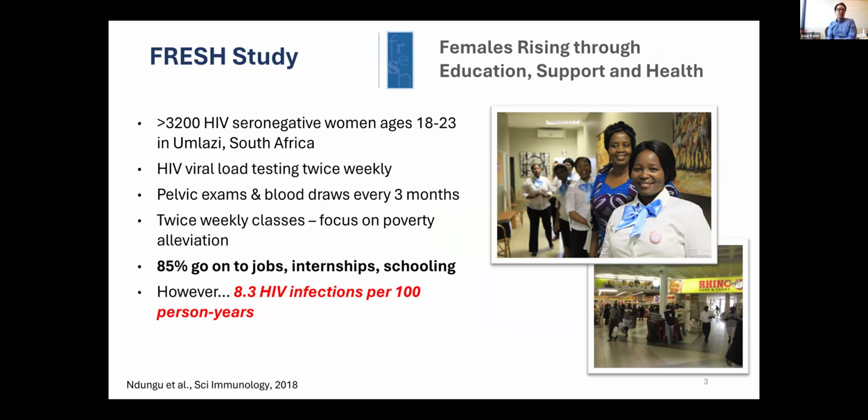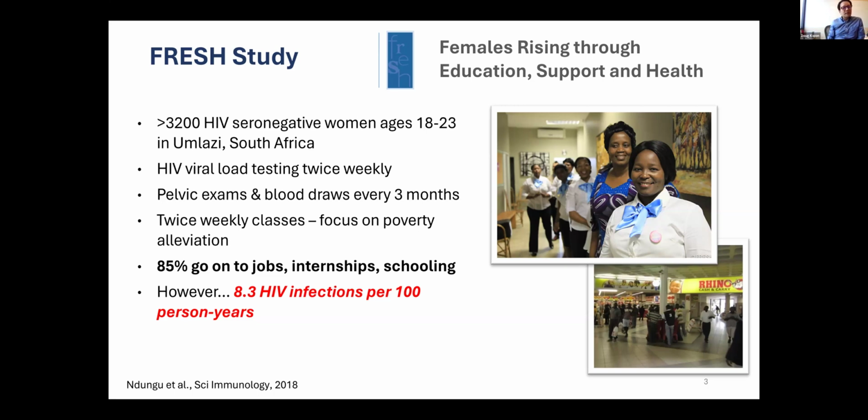This study has enrolled over 3,000 young HIV-uninfected women in this township just outside of Durban, South Africa, called Umlazi. They come to this site twice a week and get tested for HIV using a finger prick PCR test. They also have routine pelvic exams and blood draws done every 3 months. They get tested for STIs, and they have pap smears done.